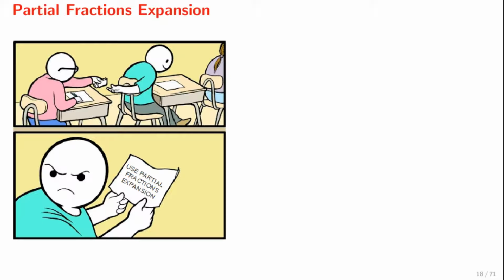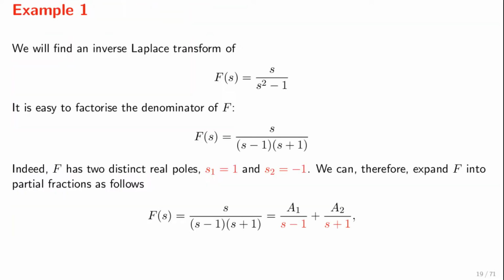It is perhaps best if we explain how to do a partial fractions expansion through an example. Take f(s) equal to s over s² minus 1. This is a strictly proper rational function. It is easy to see that the denominator can be factorized as (s − 1)(s + 1), and that it has the poles +1 and −1.